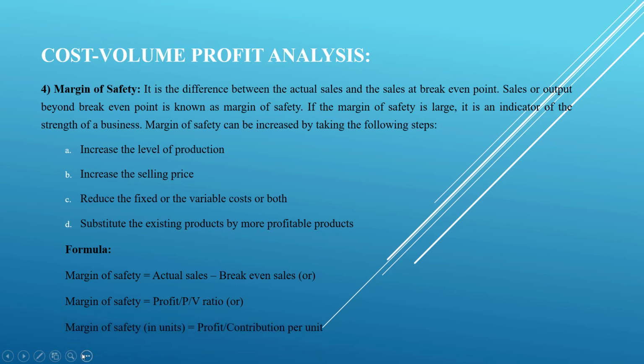The next formula is margin of safety in units. How do we find it in units? We take the profit, whatever profit we get, and divide it by the contribution per unit. Contribution per unit is again sales minus the variable cost per unit. So based on the questions, you have to apply these formulas.